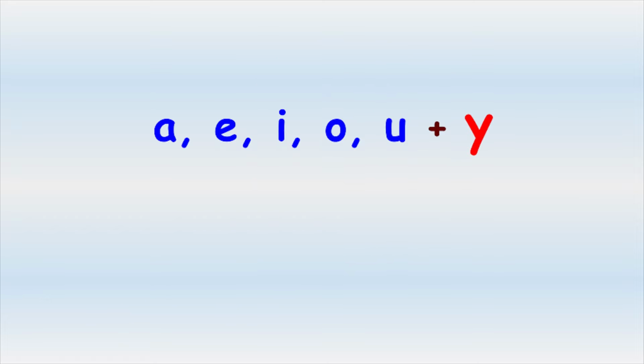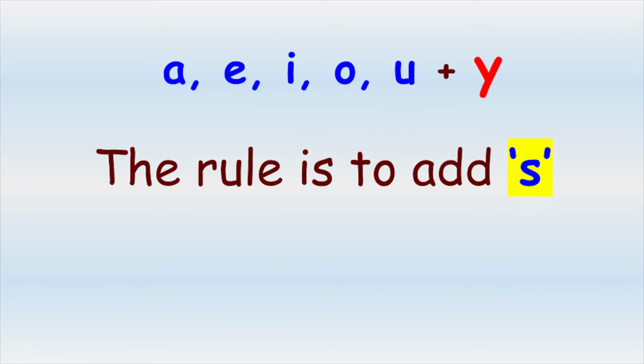First, we will start with nouns ending in Y preceded by a vowel. The vowels of the English alphabet are A, E, I, O, and U. To form the plural of a noun ending in Y preceded by a vowel, the rule is to simply add S. Here are some examples.